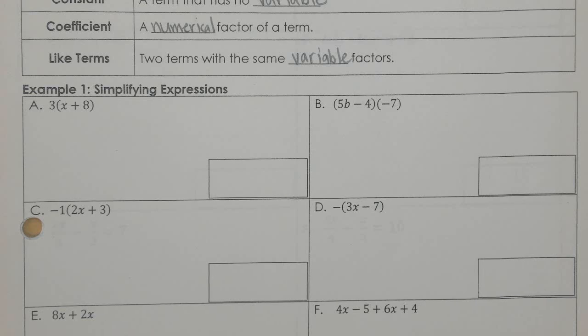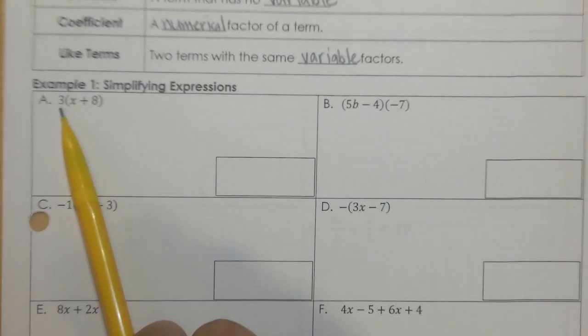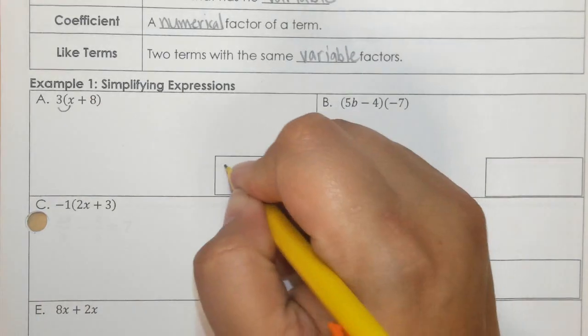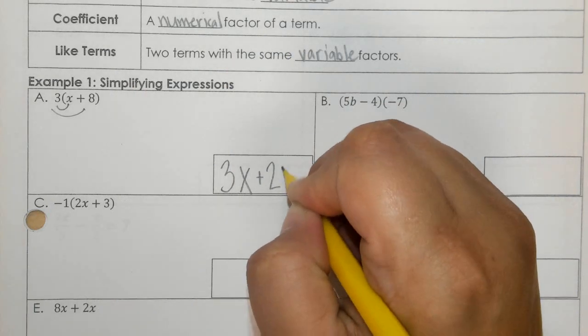For day 2 notes, we're going to look at simplifying expressions before we do the equations. So one, you have to remember distributive property, and you have to think about combining like terms. So in letter A, this is considered distributive property. The outside number, you just multiply it to both numbers or terms inside of the parentheses. So we would have 3 times x, which is 3x, and 3 times 8, which is 24.